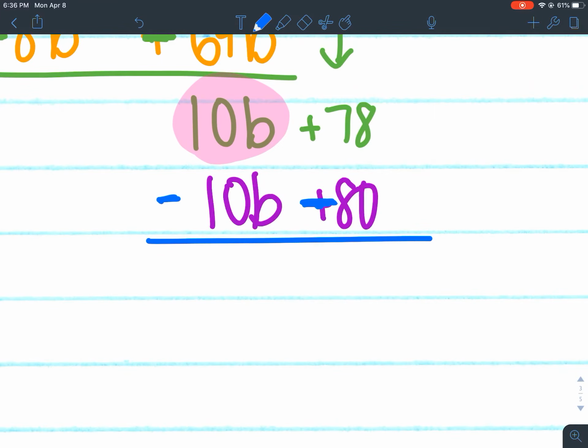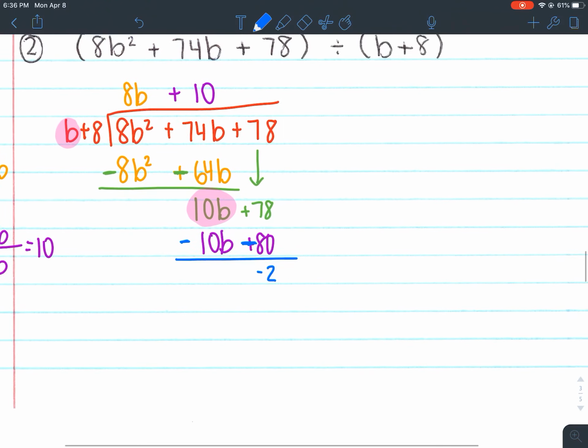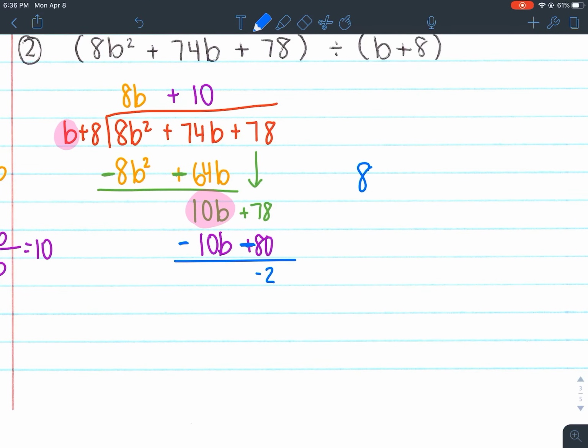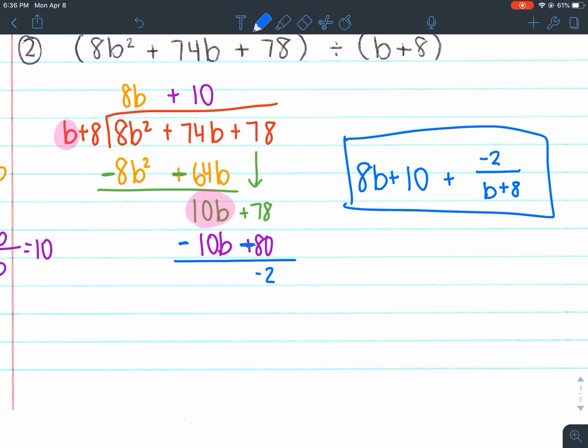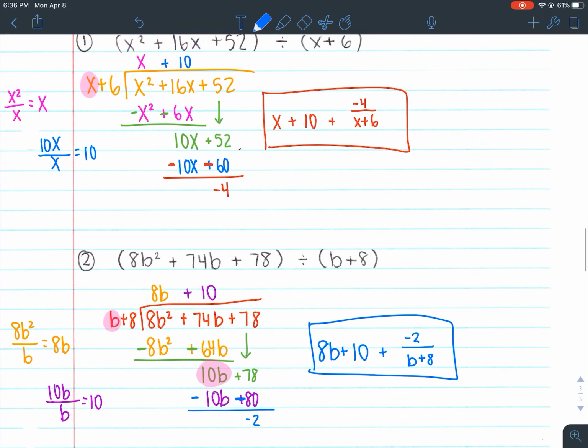10b minus 10b is 0. 78 minus 80 is a negative 2. Now negative 2 is our remainder. We can't bring down any other terms. So far we have 8b plus 10 plus negative 2 over b plus 8. Okay? You're going to put your remainder over your divisor.